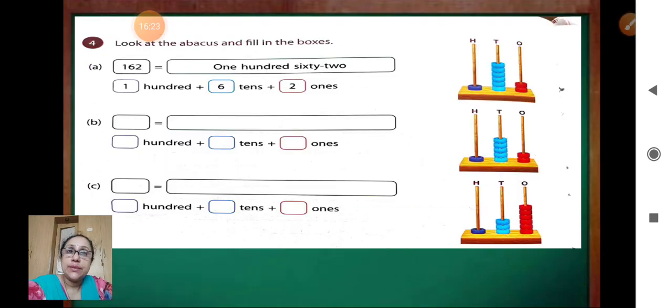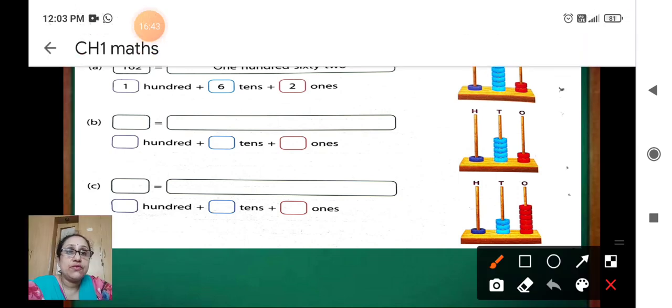Now look at the abacus and fill in the boxes. You know how to count on the abacus rod. Yes, you can count the beads. So first one, 162. The number name is written. 100 plus 6 tens plus 2 ones. So question B we will do.